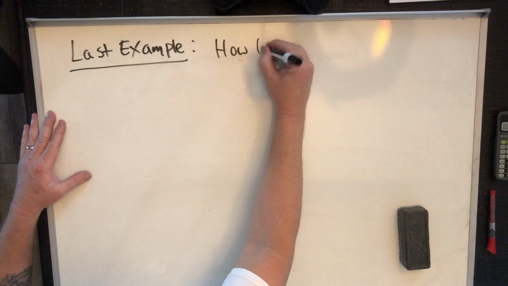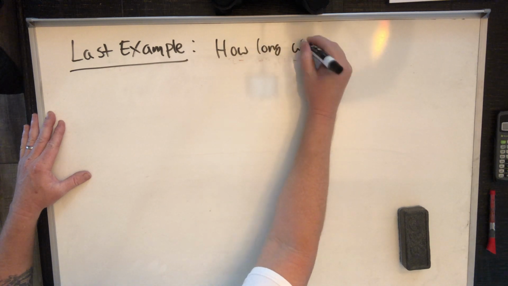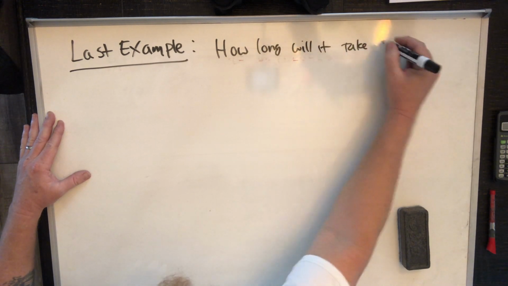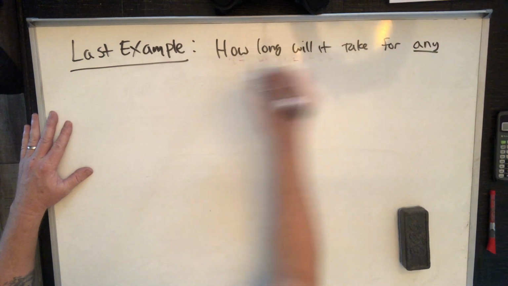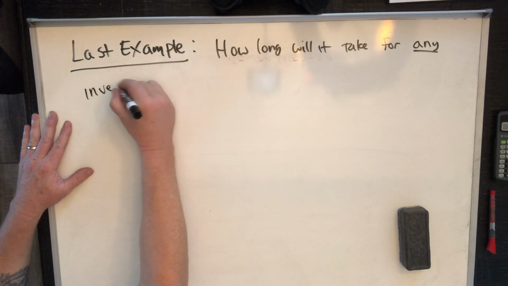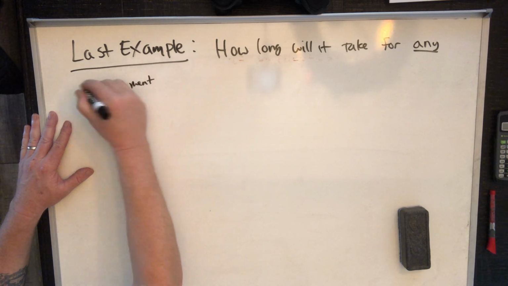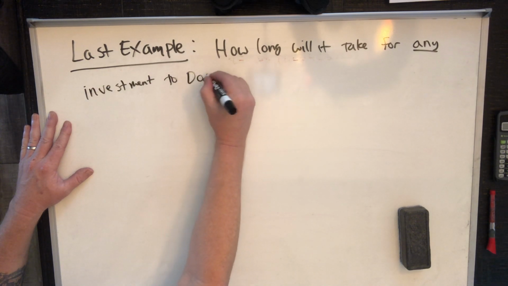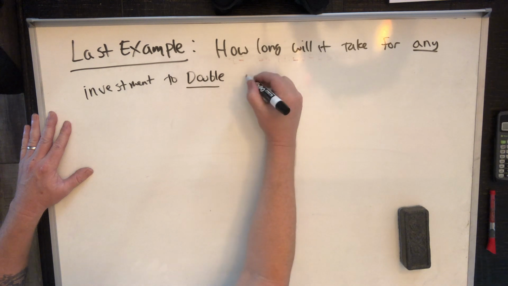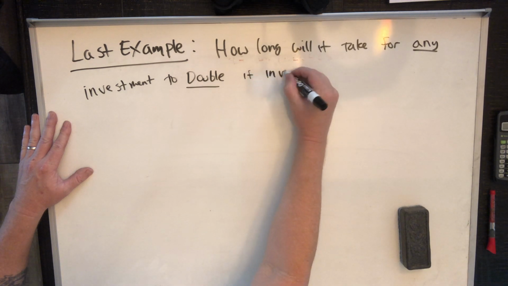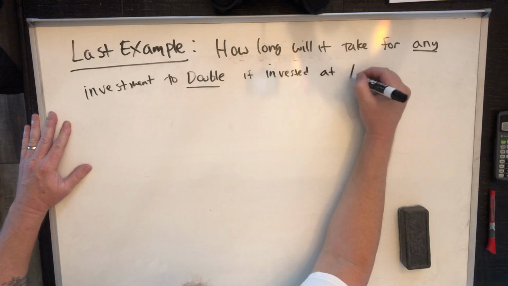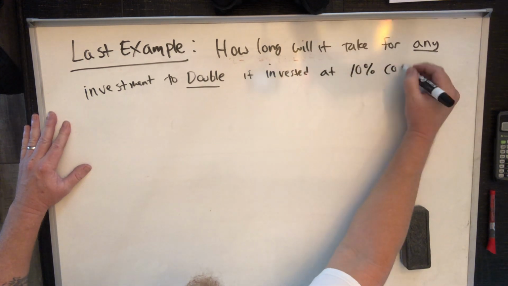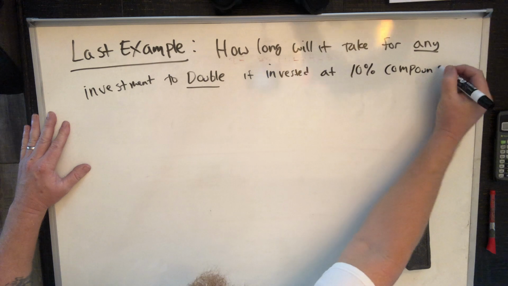How long will it take for any investment to double if invested at 10% continuous compounding?